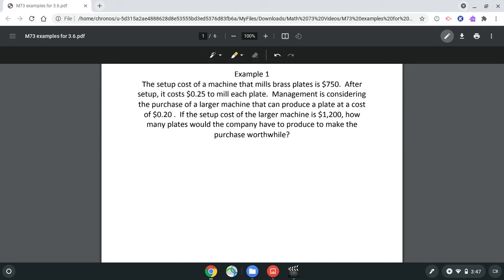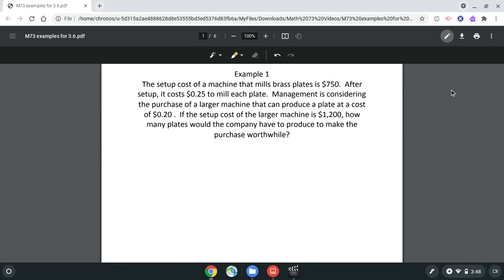You can use whatever variables you want. Sometimes just using X or Y is fine, whatever variables you want to represent the unknown quantities here. So here we're talking about the costs: the cost with the current machine and the cost if they use the larger machine. We know the cost with the current machine is $750 plus 25 cents per plate.